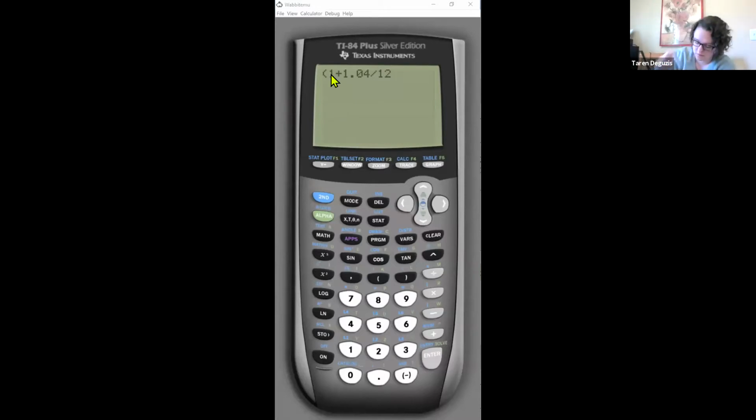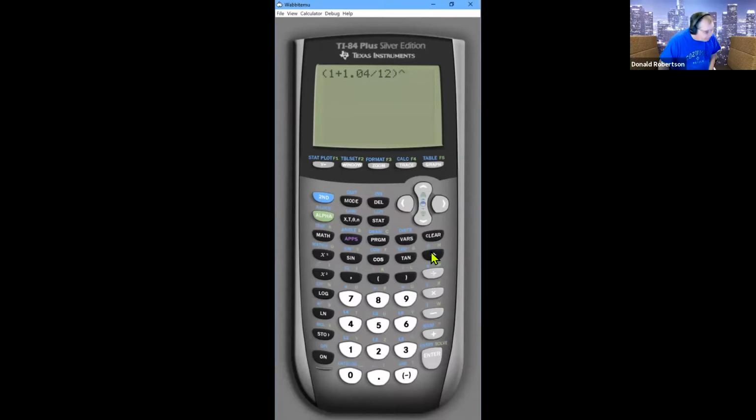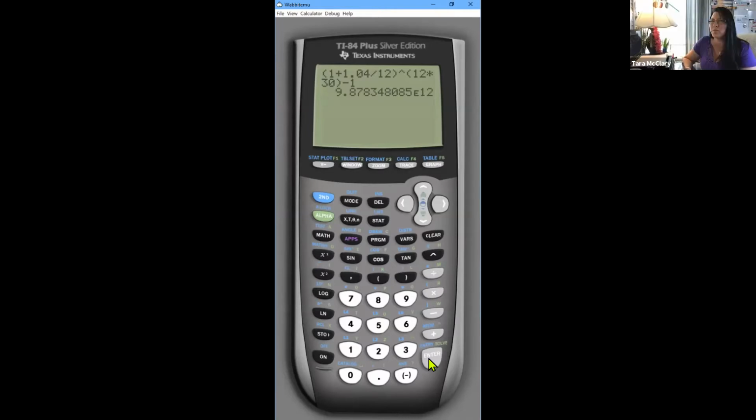Okay, so there's the beginning of that calculation. Do you see the 1 plus 1.04 divided by 12? Close the brackets, raise it to the power, and then it was 12 times 30. Close that little bracket, right? And then subtract 1. Do you see that ugly number? That's step 1 done.